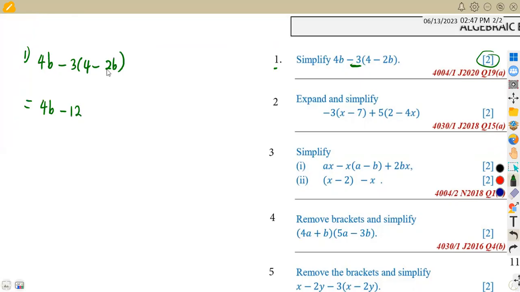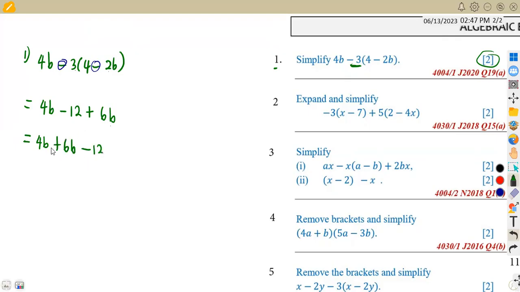The same thing, negative 3 and a negative 2b. It's negative versus a negative, remembering that a negative and a negative gives us a positive. So here we are going to have a positive 3 times 2, which is 6b. Then remember from collecting like terms that we can combine like terms. That means we can add together the 4b and the 6b, so we are going to have 4b plus 6b, then minus 12.